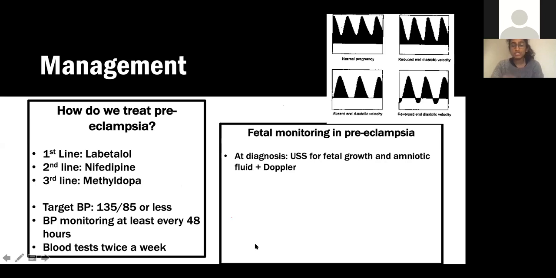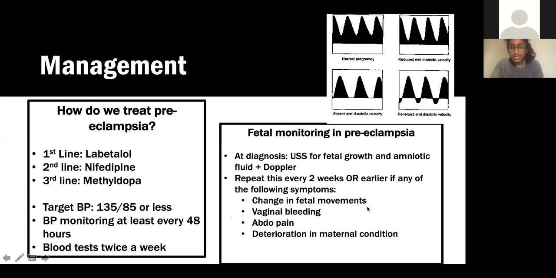So fetal monitoring, so yeah, I've mentioned the ultrasound Doppler. You can do ultrasound for fetal growth as well. You check the amniotic fluid. During these ultrasound scans, you want to repeat this every 2 weeks or earlier if there's anything like change in fetal movements, any vaginal bleeding, abdominal pain, deterioration in the maternal condition.